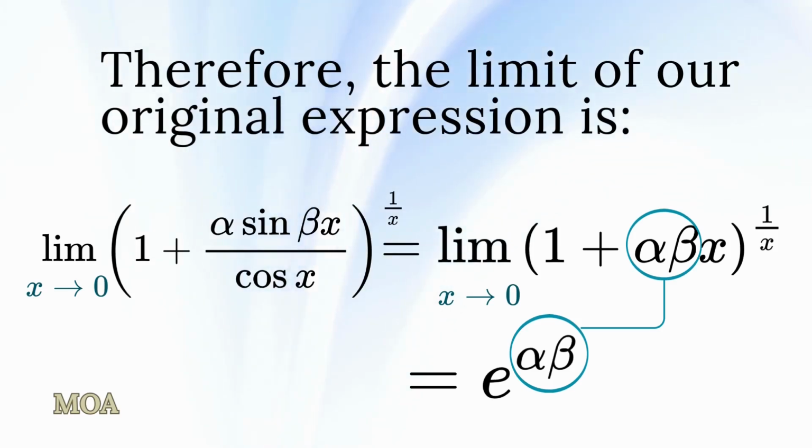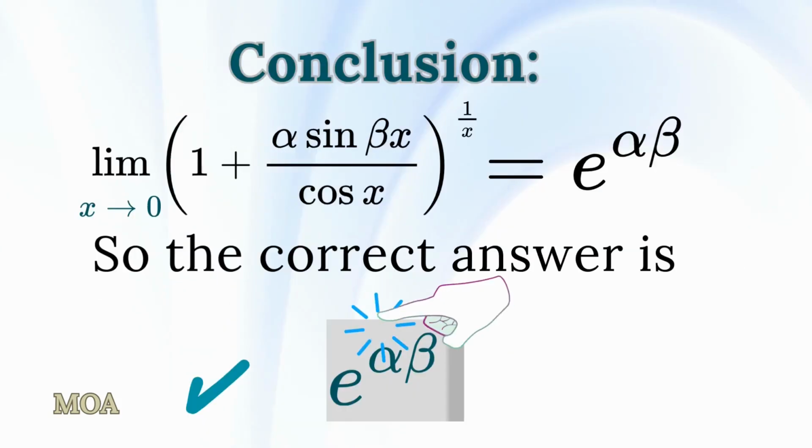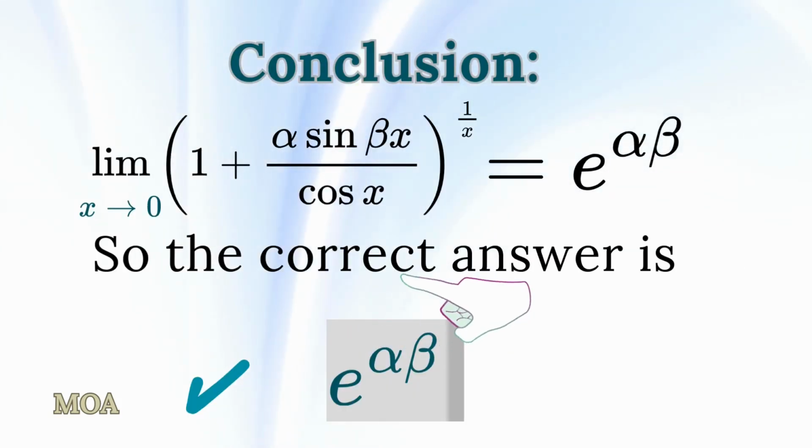Therefore, the limit of our original expression, 1 plus alpha times the sine of beta times x divided by cosine x, all raised to the power of 1 over x, as x approaches 0, is e to the power alpha times beta. In conclusion, the correct answer is e to the power alpha times beta.